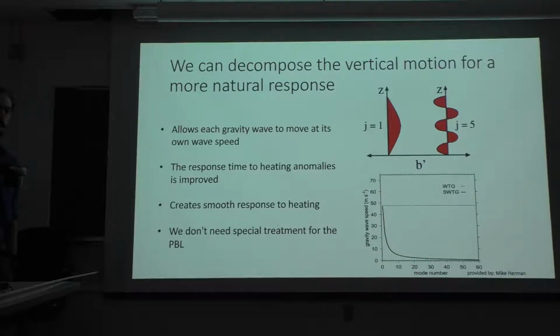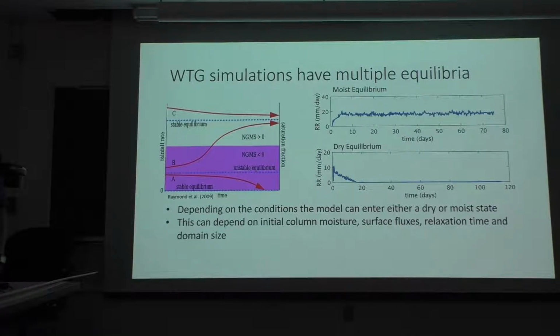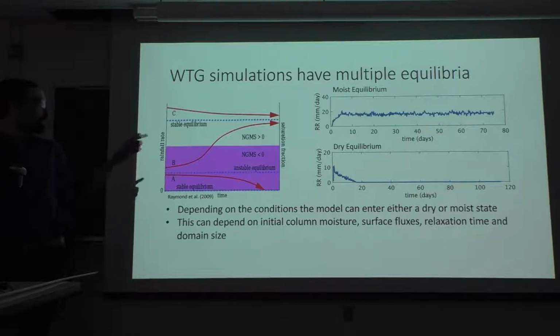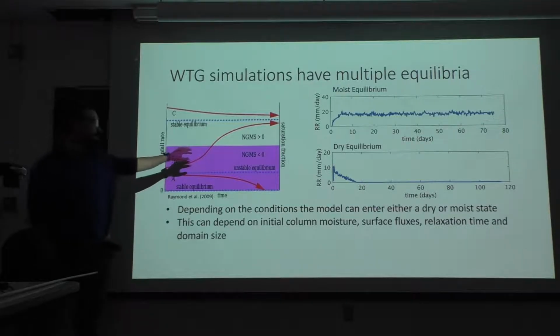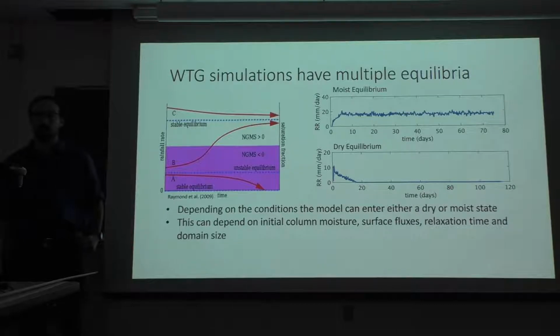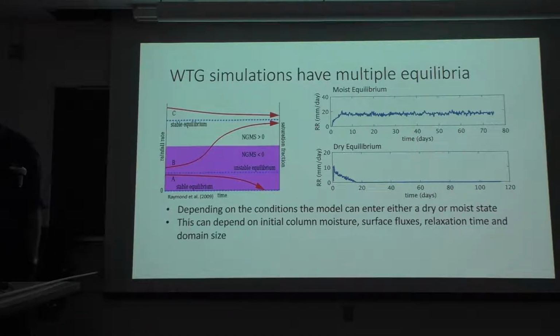But one part of the WTG simulations is it has a phenomenon known as multiple equilibria, where depending on the initial conditions of the model, we can either approach a moist equilibrium or a dry equilibrium. If the model itself is not importing enough energy, which is given by the NGMS, the normalized gross moistability, which is essentially just a measure of energy import and export, we can arrive at a dry equilibrium.